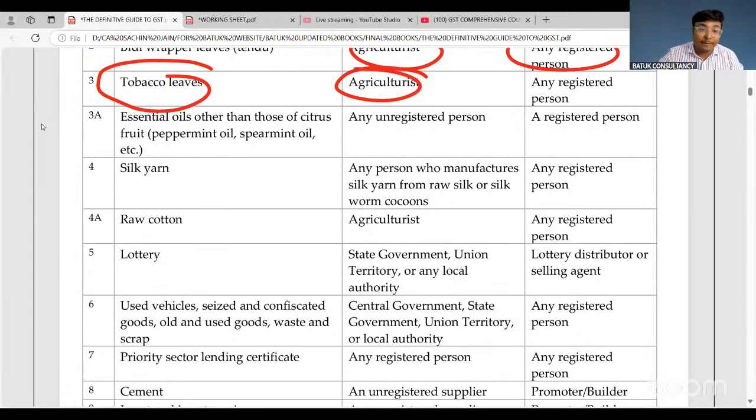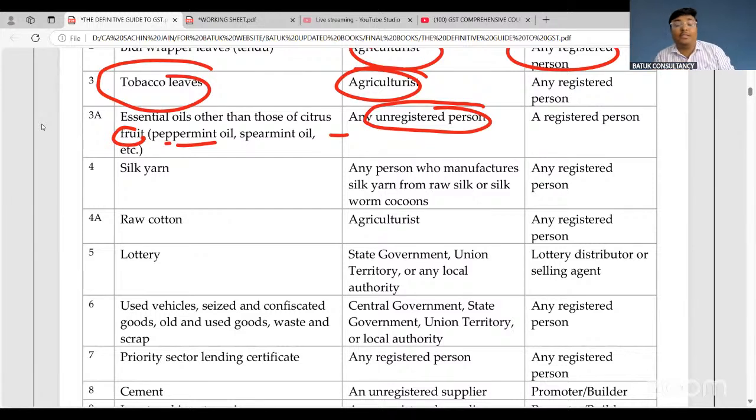Essential oil other than those from fruits, that is peppermint oil, spearmint oil. These types of oil, if you purchase from an unregistered person and the recipient is registered, then definitely RCM will be applicable on the essential oils. So we just need to keep this point in our mind as well.